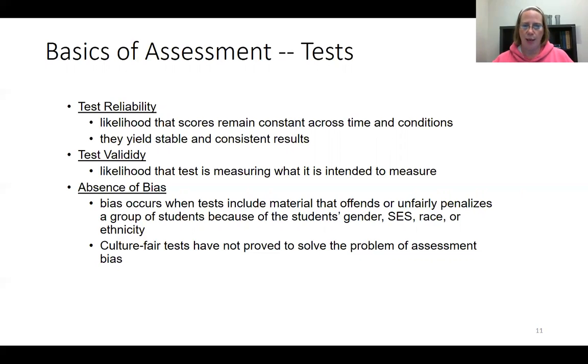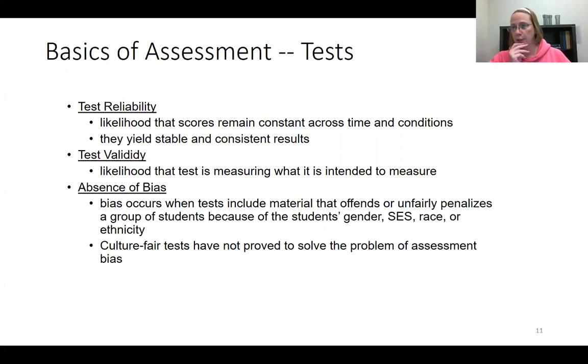All right, so last thing is absence of bias. So bias occurs when tests include material that offends or unfairly penalizes a group of students because of the student's gender, socioeconomic status, race, or ethnicity. So what can happen when tests are written is that because there is this assumption of normality in terms of being white and middle class, we may make assumptions about what students know. So you can have cultural references that some students may not be aware of just because of who they are and where they're from.